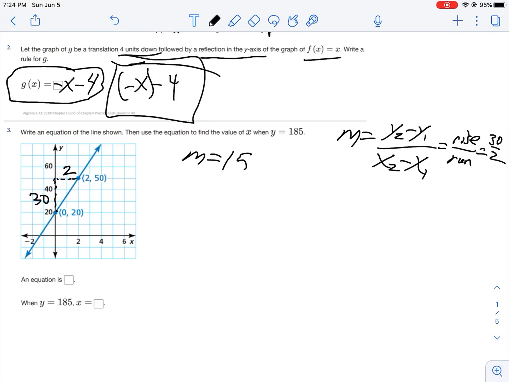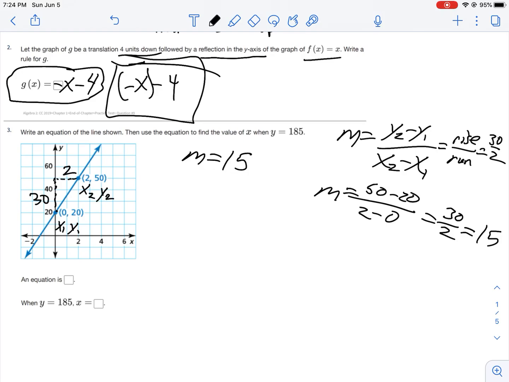Now, if you want to use solely the equations that we have, we need to identify which one's going to be point 1, which one's going to be point 2. So we'll go x1, y1, x2, y2. We'll plug that into the slope formula. y2, which is 50, minus y1, which is 20, over x2, which is 2, minus x1, which is 0. Again, 30 over 2, still looking at 15. So regardless of what way you get it, we have a slope of 15.